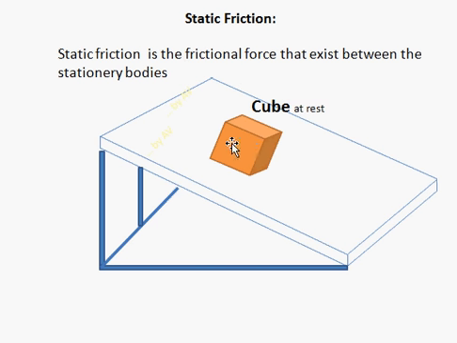Whenever such friction is produced between non-moving or stationary bodies, under such conditions we call that force static friction. When this cube starts to move, the static friction is converted to dynamic friction. Dynamic friction is produced between those two bodies. With this understanding, let us conclude this video. Thank you.